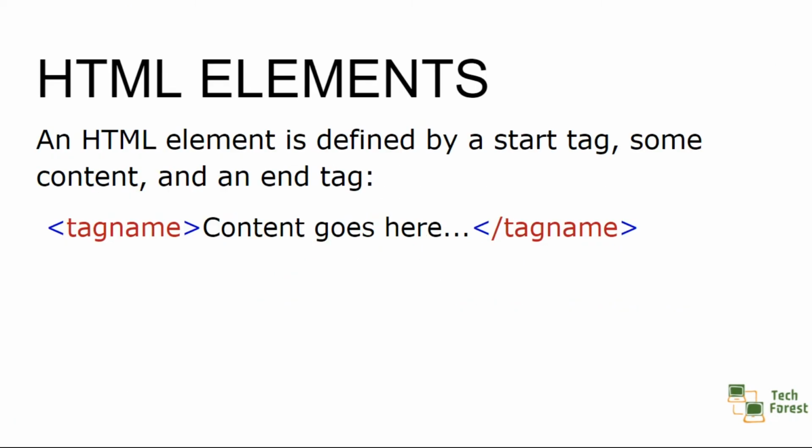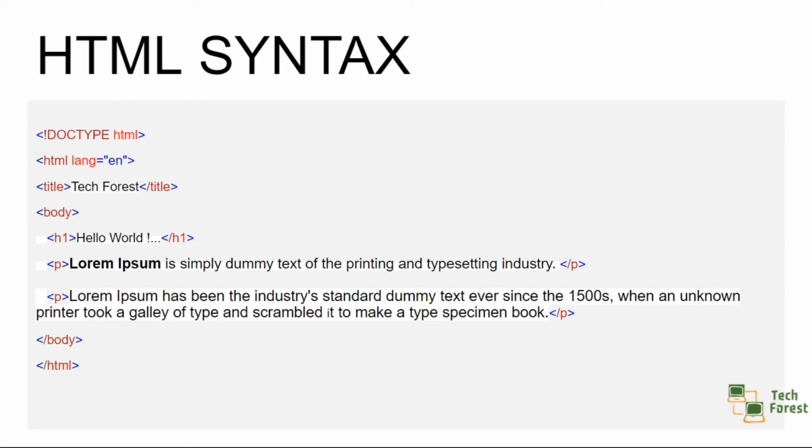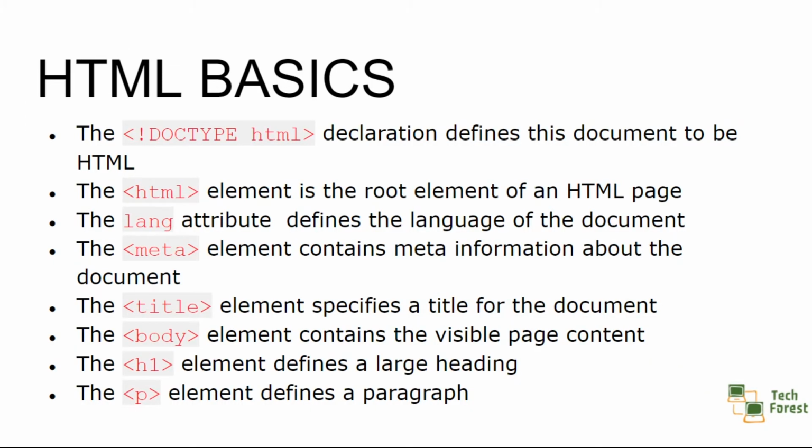What is an HTML element? An HTML element is defined by the start and the end of the tags. The content which we can see in the web page is the content written between the start tag and the end tag. So now here you can see the HTML syntax which I have recently shown you on the browser. Now I'll explain each tag.